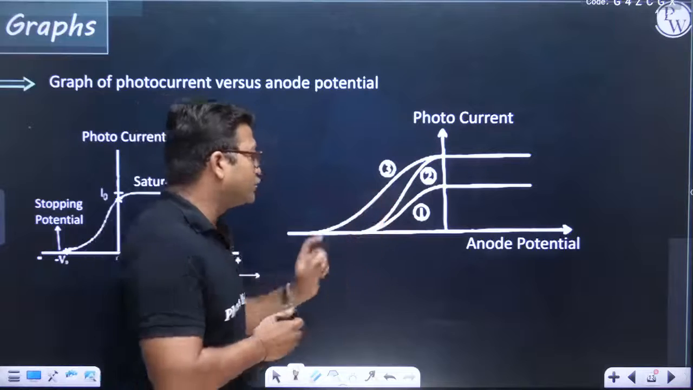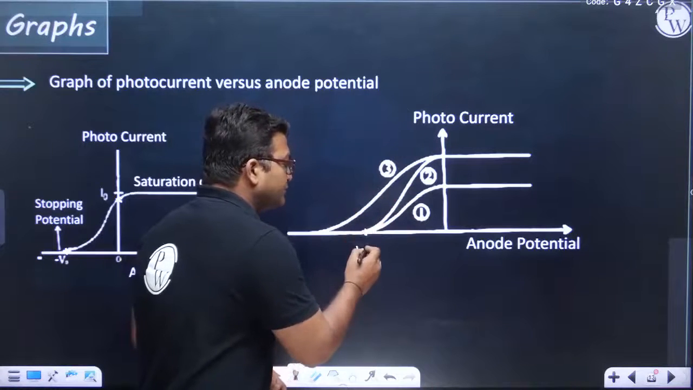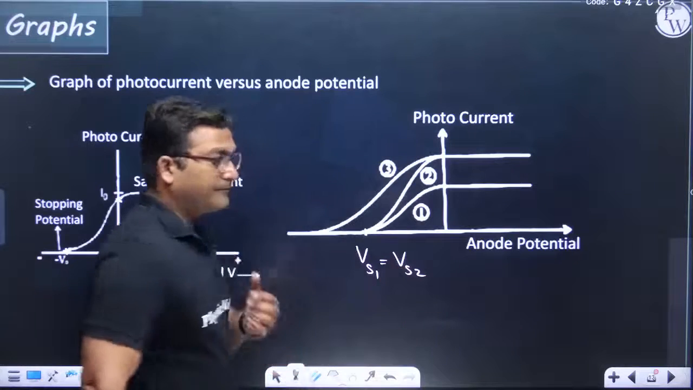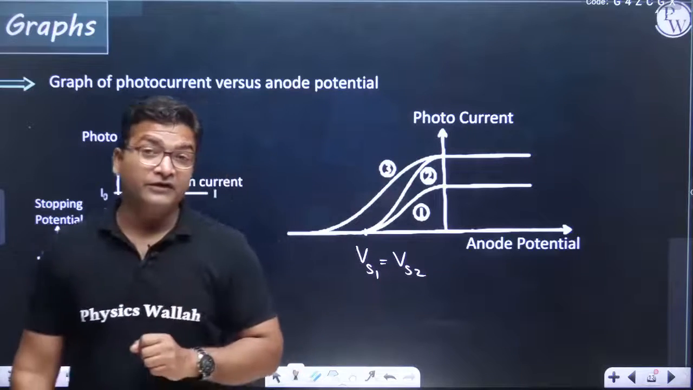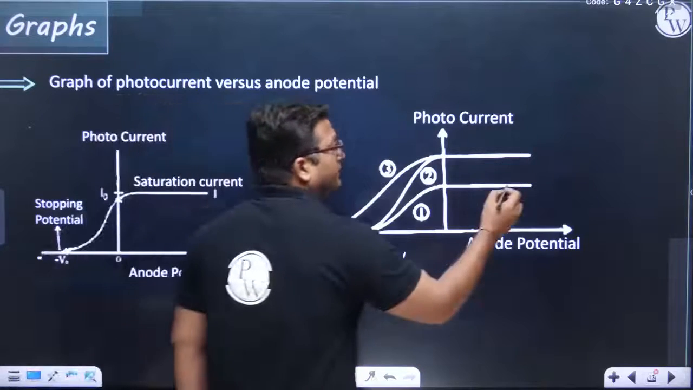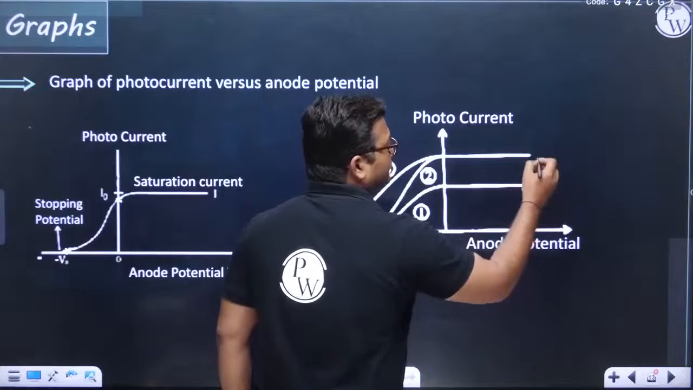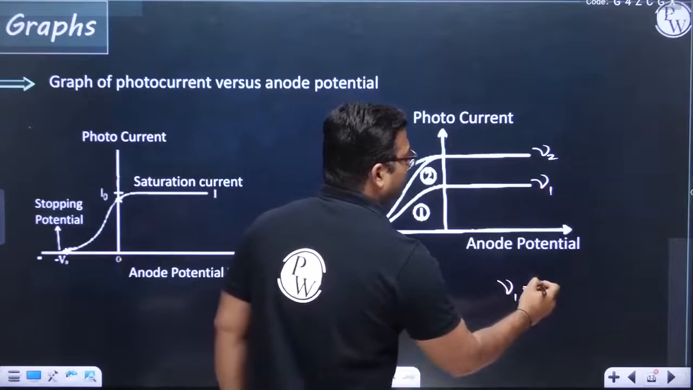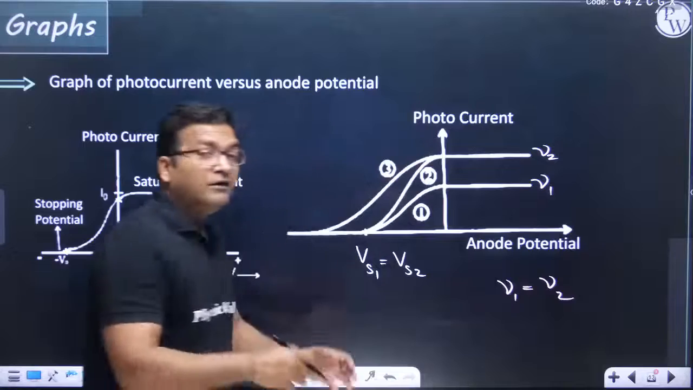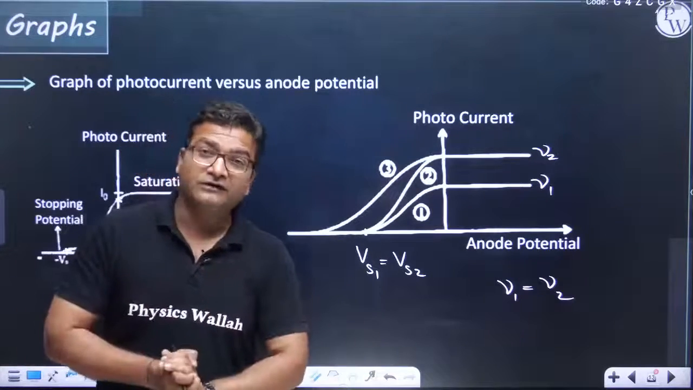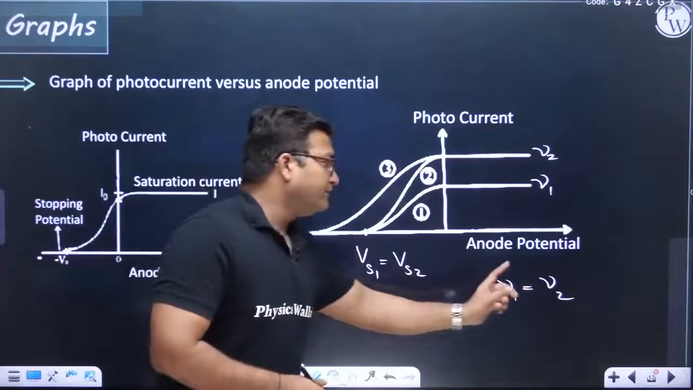You can see the stopping potential for 1 and 2, Vs1 and Vs2, are the same. As stopping potential depends upon the frequency of incident radiation, obviously the frequency of incident radiation for 1 and 2 are the same. So nu 1 equals nu 2. I am assuming all the radiations are falling on the same metal surface. We have the same work function, suppose. So nu 1 is equal to nu 2.